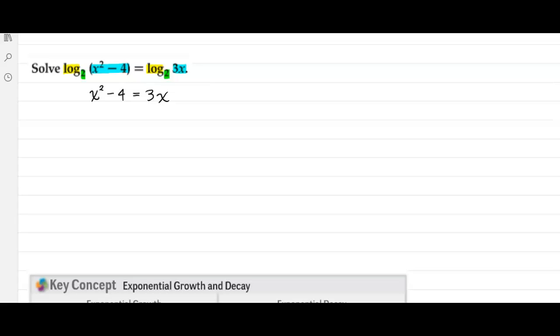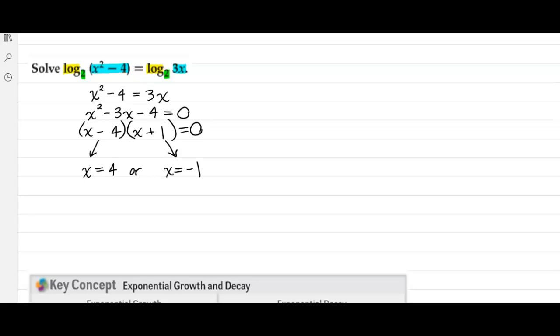All right, so when we're solving a quadratic equation now, we need to get it equal to 0 by subtracting 3x on both sides. This is pretty simple to solve by factoring, or we could use the quadratic formula. Factoring seems pretty simple. What multiplies to -4 and combines to -3? This means x equals 4 or x equals -1.